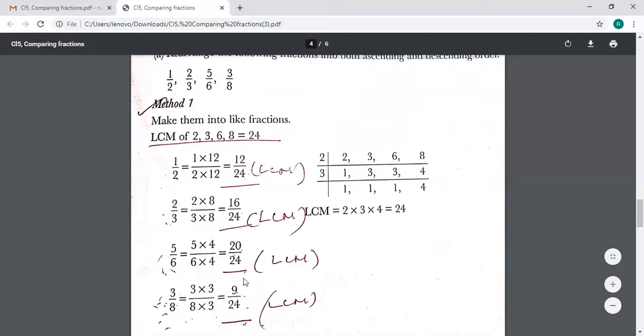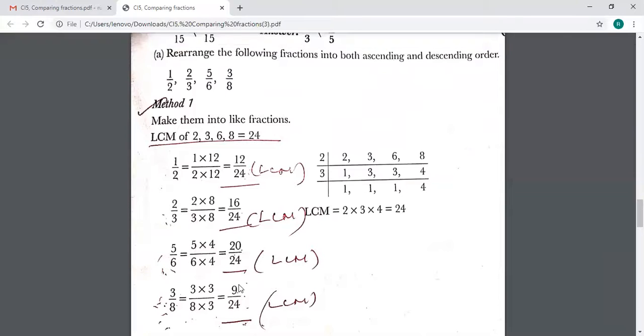Now it becomes very easy to compare. Only that you have to pay attention. Do not get distracted, otherwise you'll go wrong here. If it is ascending order, you will write the smaller one first, 9 by 24, then 12 by 24, then 16 by 24, then 20 by 24. And then in place of 9 by 24, you'll write 3 by 8. In place of 12 by 24, you'll write half. In place of 16 by 24, you'll write 2 by 3. And in place of 20 by 24, you'll write 5 by 6.